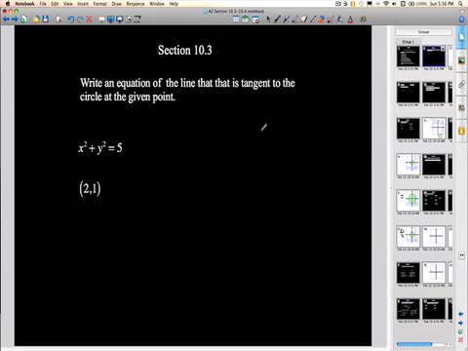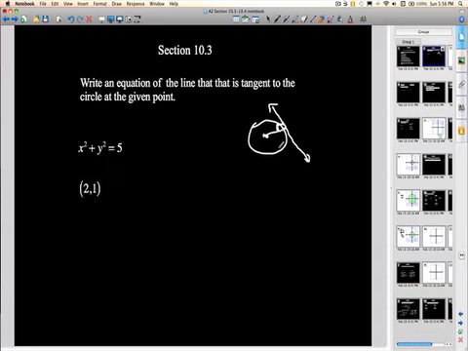A tangent line. Now the idea of a tangent line is you've got a circle, you've got a point on the circle, and a tangent line is going to touch the circle in a single point. One characteristic of tangent lines is they are always perpendicular to the radius. So this is similar to when we were working on perpendicular bisector in the last section.